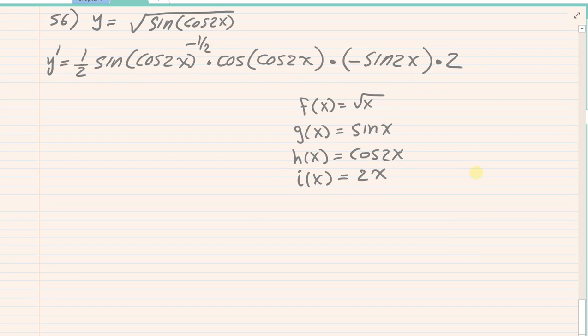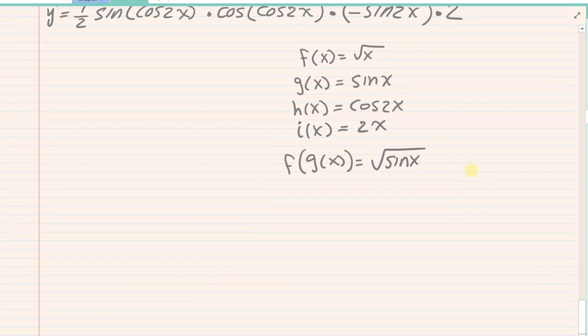Right? So when we do this composition, for example f of g of x, what would that do for us? That would do square root of sine x. See, it looks kind of like the number 56. So this is really f of g of h of i of x, with 1, 2, 3, 4 parentheses closing. Look at that composition with that one.